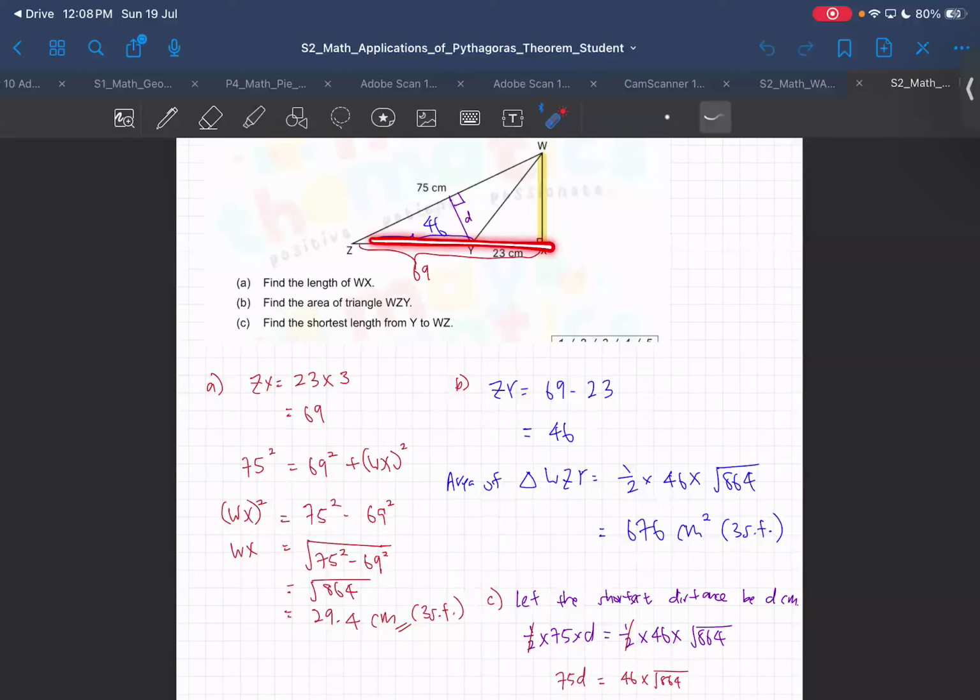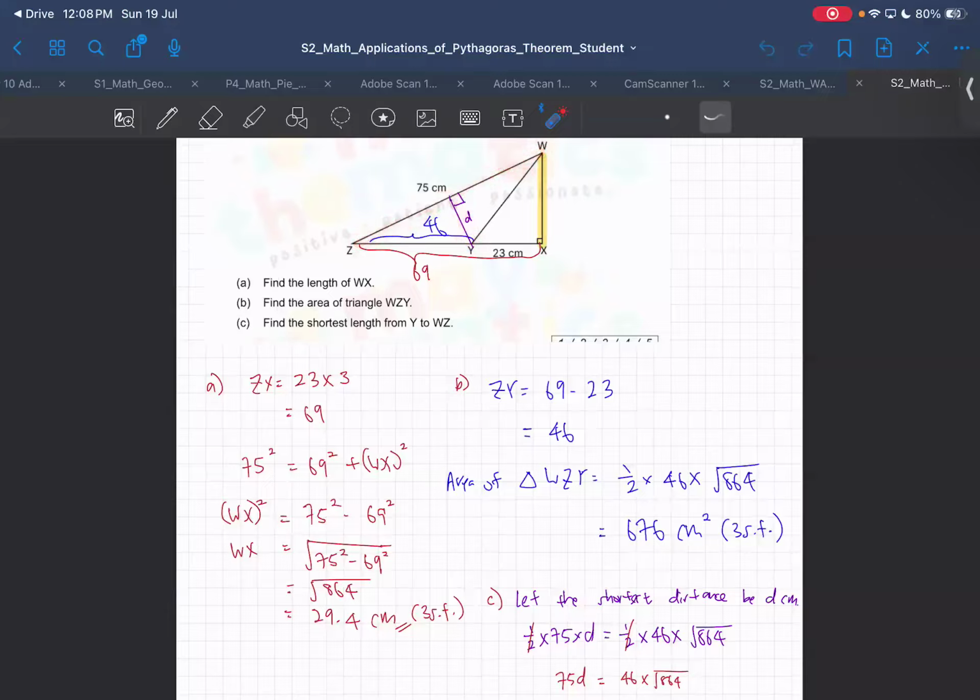You see this triangle, right? The base I have is 46. The perpendicular height is WX, correct? So these two values I already know, I can find the area of the triangle. This area of the triangle stays the same no matter which base I use, correct or not? So I use another base to equate to the area of the triangle. I'll take half times 75. This time 75 becomes my base, times the perpendicular height, which is my D.